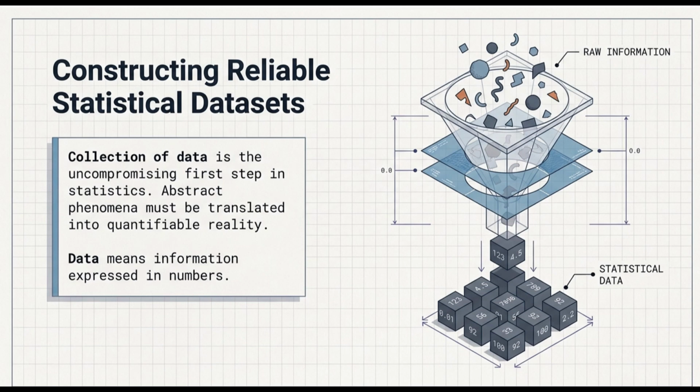Hi all. Today we'll be discussing collection of data. Data collection is the first and most important step in statistics because proper data help us make correct decisions and conclusions, right? So collection of data is the uncompromising first step in statistics. Abstract phenomena must be translated into quantifiable reality, right? So what is data? Data means information expressed in numbers.